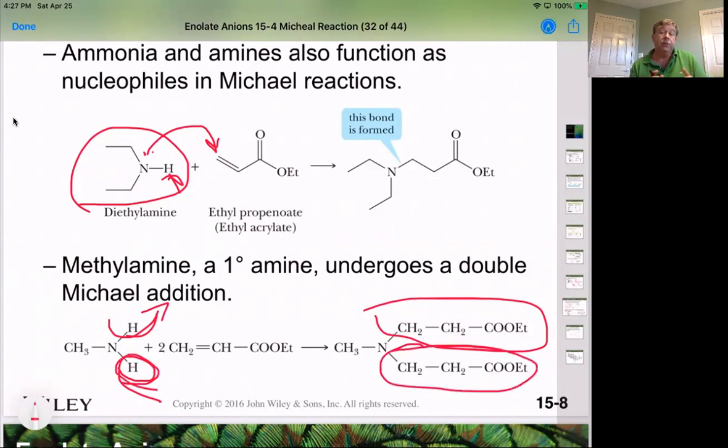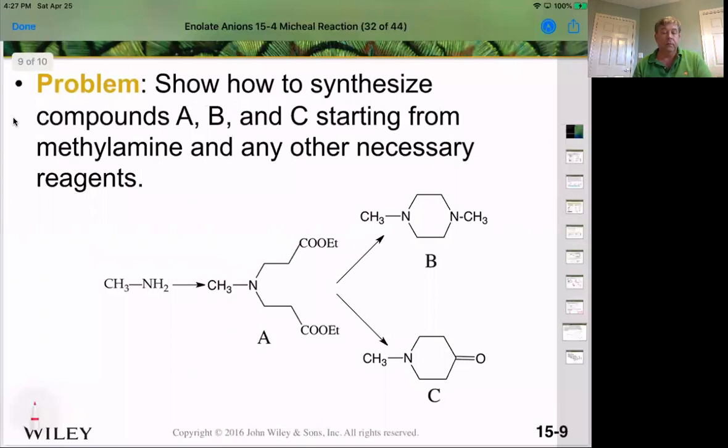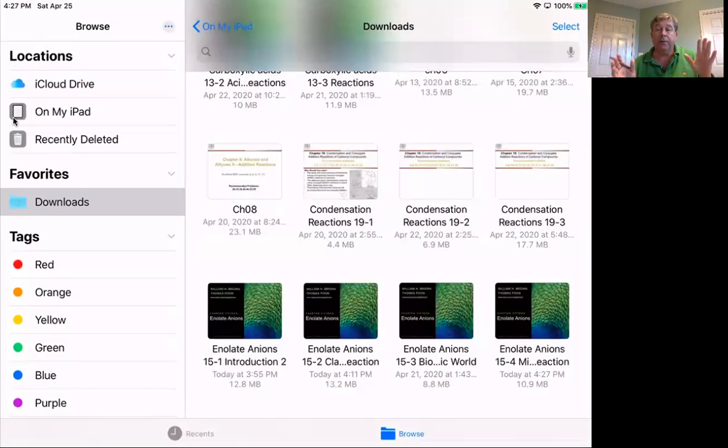So by choosing your primary or secondary amine when you start, you can get to just the monofunctionalized or the difunctionalized amine at the end of the reaction. Okay, and that is the end of chapter 15.